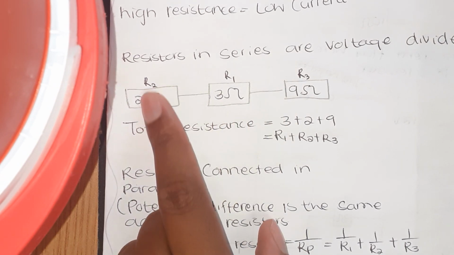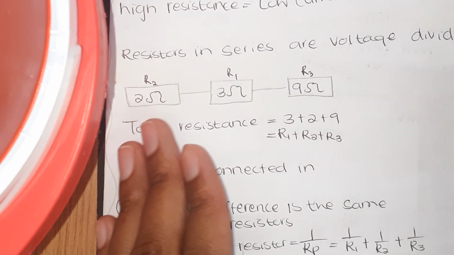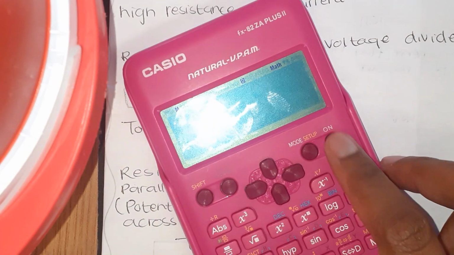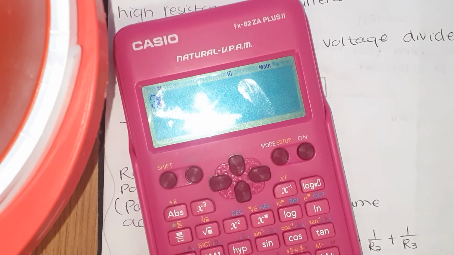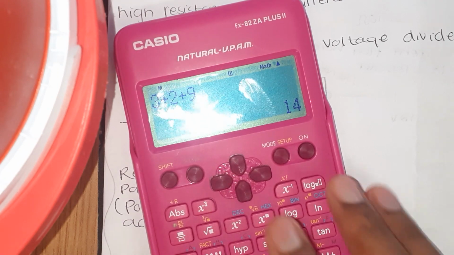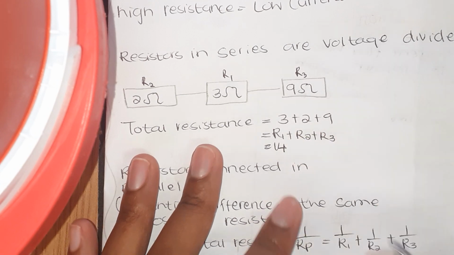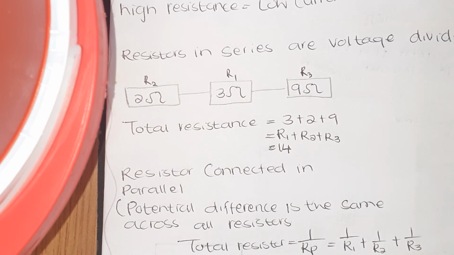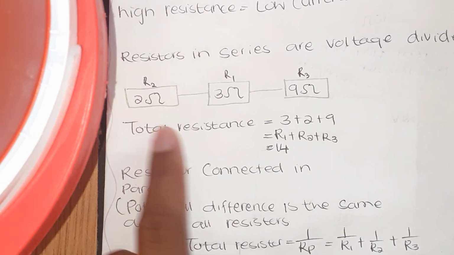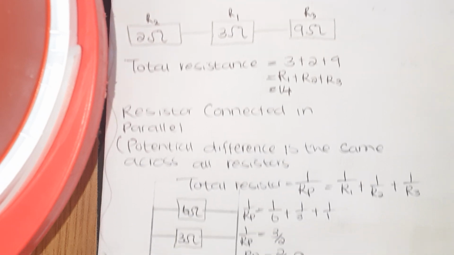So these resistors are voltage dividers. They divide the voltage that is flowing in that point. So we are going to say 3 plus 2 plus 9, and that is 14. So 14 is our total resistance in this circuit where the resistance is in series.